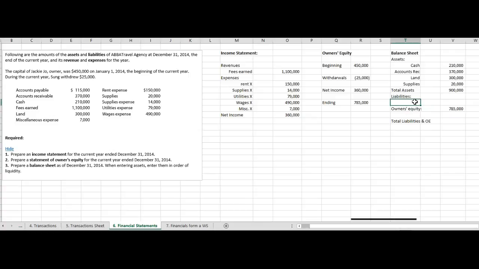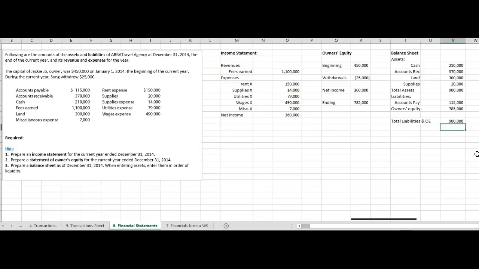So my liability account is accounts payable. Again, I'm going to put that to the right. As you can see, it hopped right over there. And my accounts payable are $115,000. I already have my owner's equity here. And if I add those two together, I hopefully come up with $900,000. I think I do, just by looking at it.